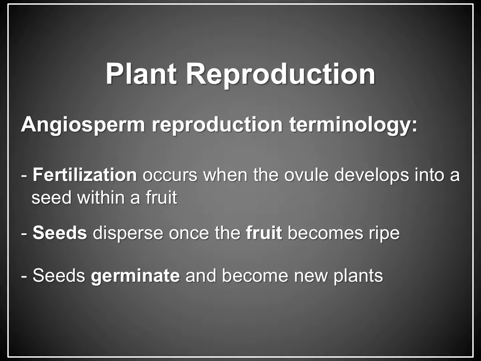Fertilization occurs when the ovule develops into a seed within a fruit. So seeds disperse once the fruit becomes ripe through a variety of mechanisms. New trees develop once those seeds germinate under favorable environmental conditions.